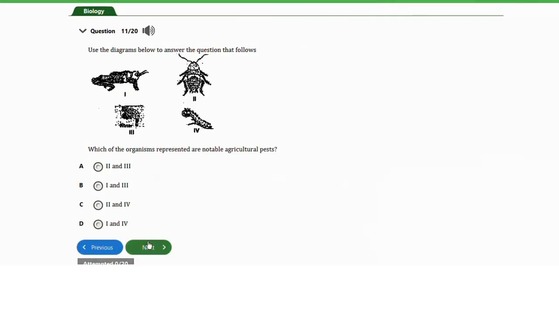Here we have a diagram, and the question that follows says, which of the organisms represented are notable agricultural pests? So we have II and III, I and III, II and IV, I and IV. So guys, the answer to this question is actually I and IV. I is a grasshopper, where IV is a caterpillar, and they are actually notable agricultural pests. So guys, the correct answer to that question is I and IV.